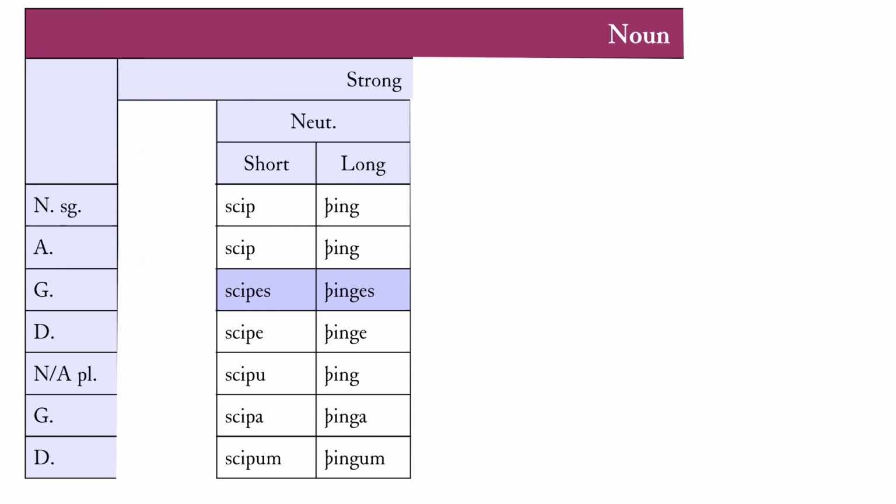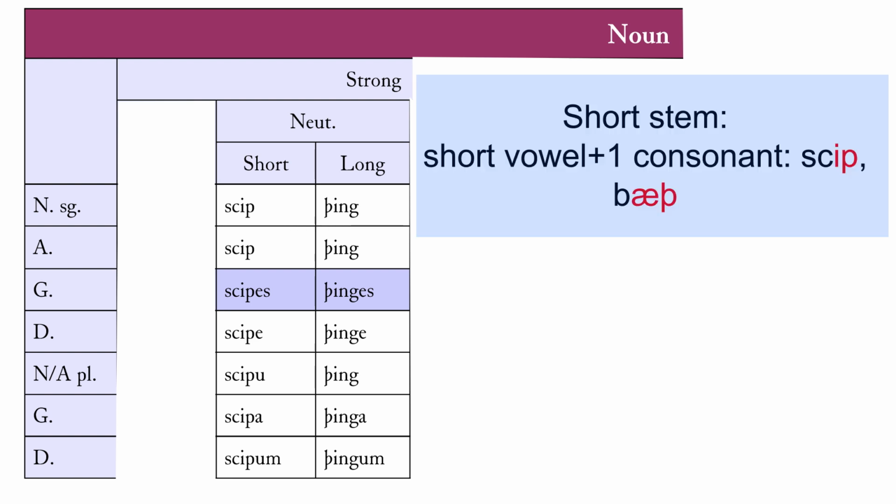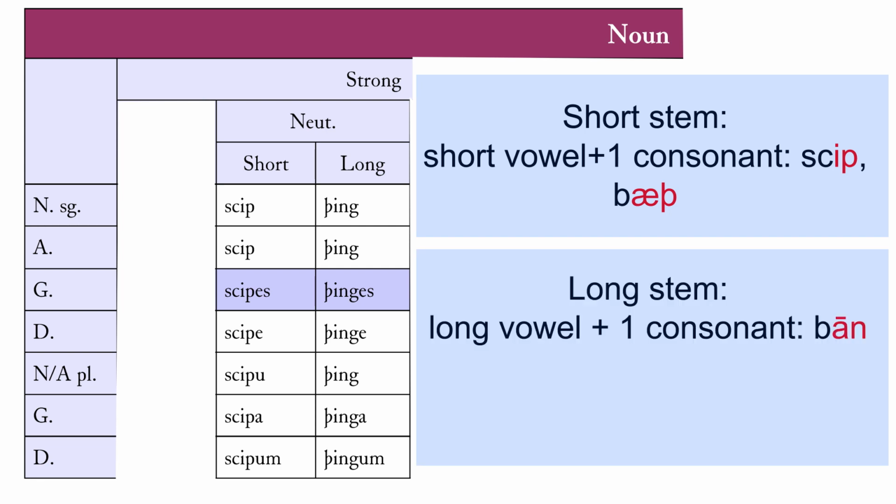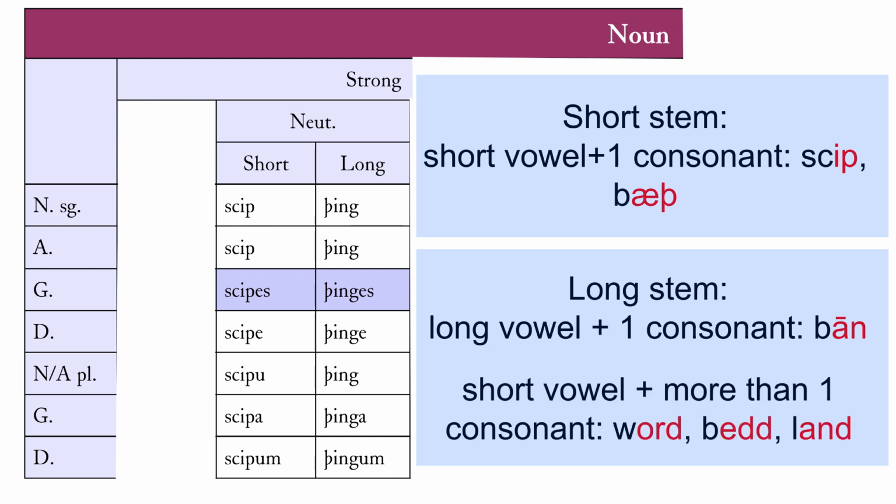So when is a stem long and when is it short? Here's the simple but effective rule. If the nominative singular form of the noun ends in a short vowel followed by one consonant, as in scip, it is short. In all other cases, it is long. That is, when the noun ends in a long vowel followed by one consonant, as in bān, bone, or when the noun ends in a short vowel followed by two or more consonants, as in word, bed, and land.